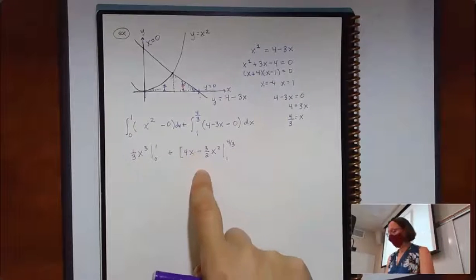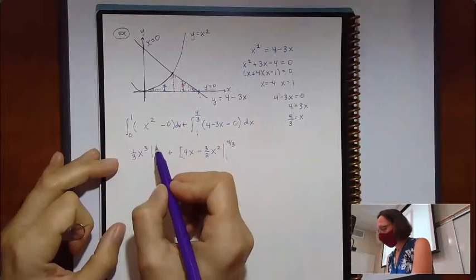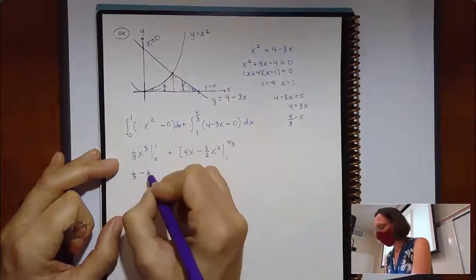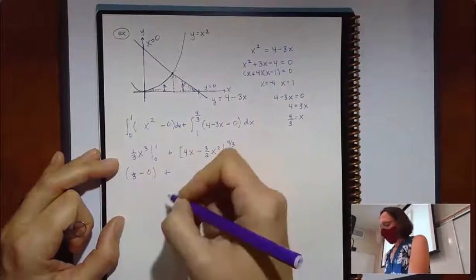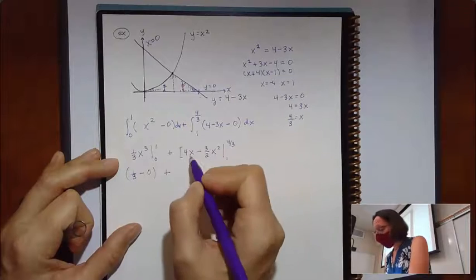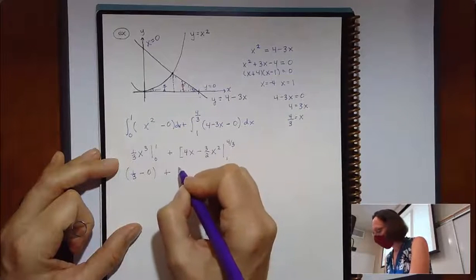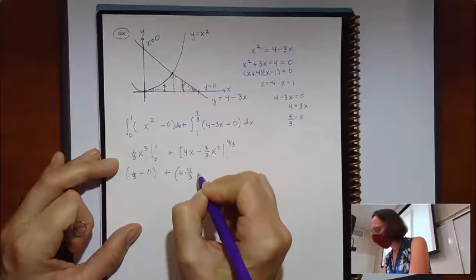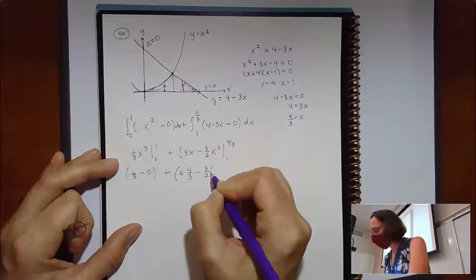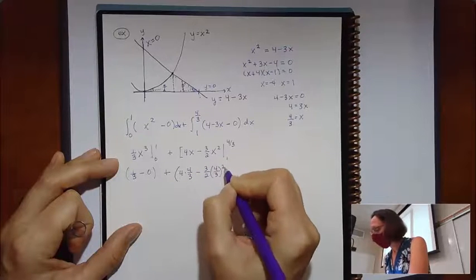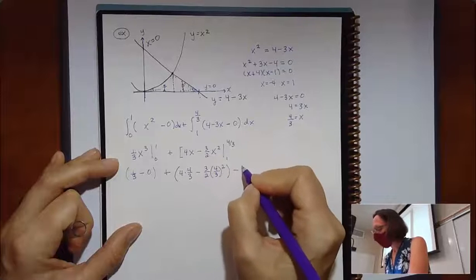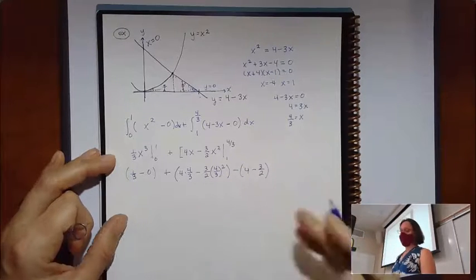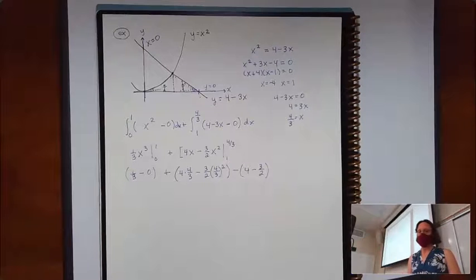Okay, to finish this one off, if I plug in the 1, I've got 1/3. If I plug in the 0, I get 0. This one, when I plug in 4/3, I'll have 4 times 4/3 minus 3/2 of 4/3 squared, and then minus plugging in 1, which would give me 4 minus 3/2. I'm going to quit while I'm mostly ahead.